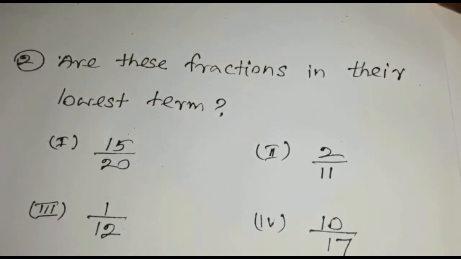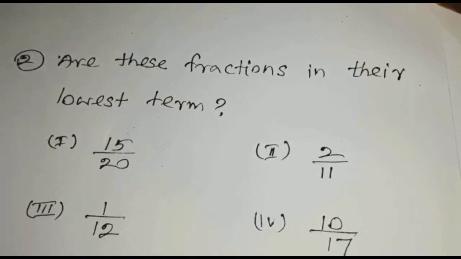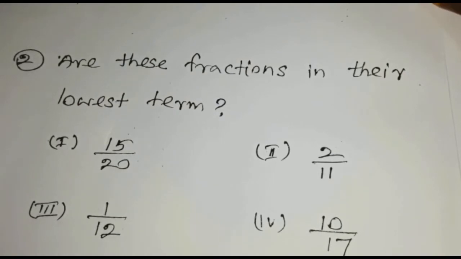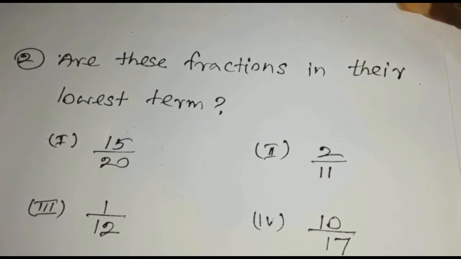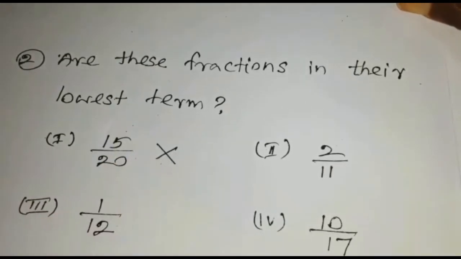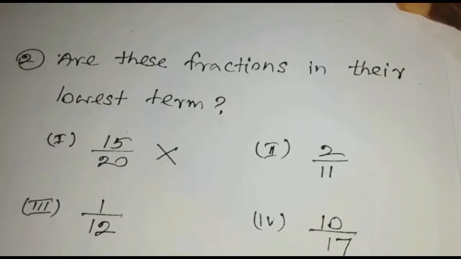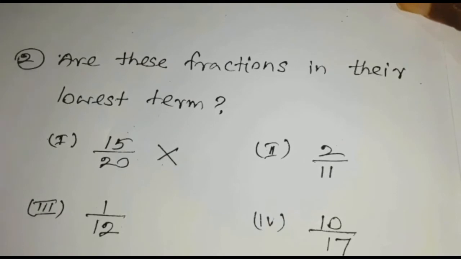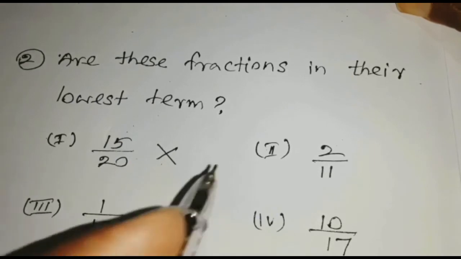Second question, are these fractions in their lowest term? First one, 15 over 20. 15 over 20 we can divide by 5. So, it is not the lowest term. Second one, 2 over 11. This fraction is not divisible by any number. So, 2 over 11 is the lowest term.